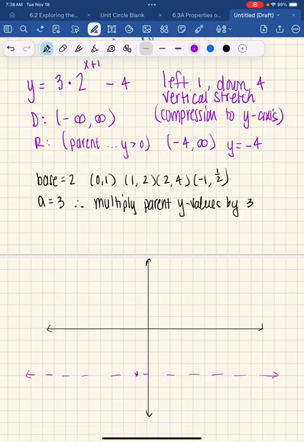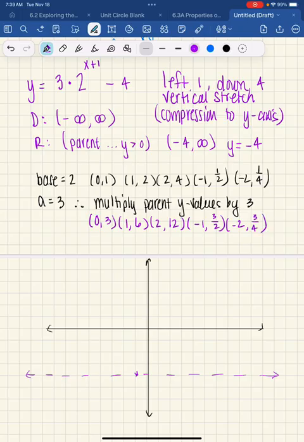So I'm going to multiply all of my parent y values by 3. Okay, so 0, 1 is going to become 0, 3. 1, 2 is going to become 1, 6. 2, 4 is going to become 2, 12, which is not going to fit in my graph. -1, 1/2 is going to become -1, 3/2. -2, I didn't write this one down. -2, 1/4 is going to become -2, 3/4.